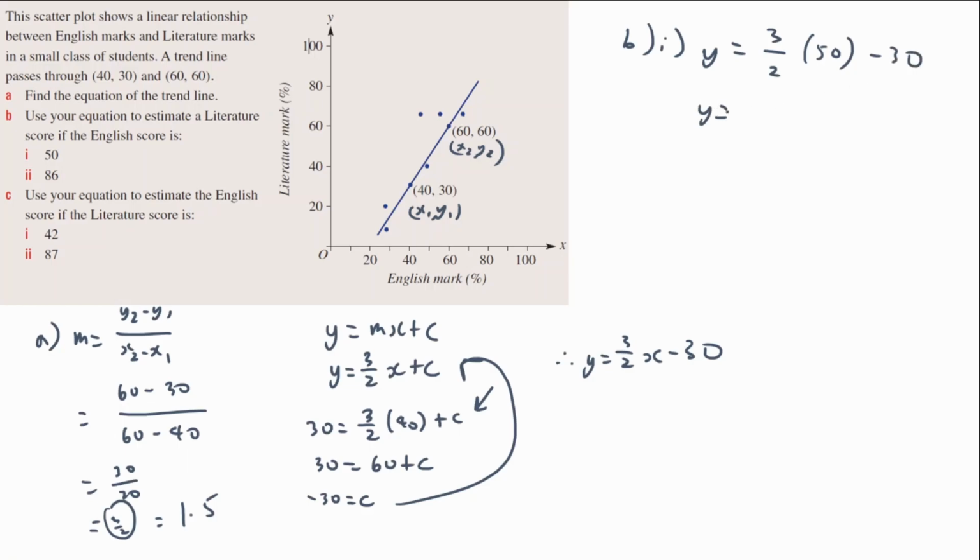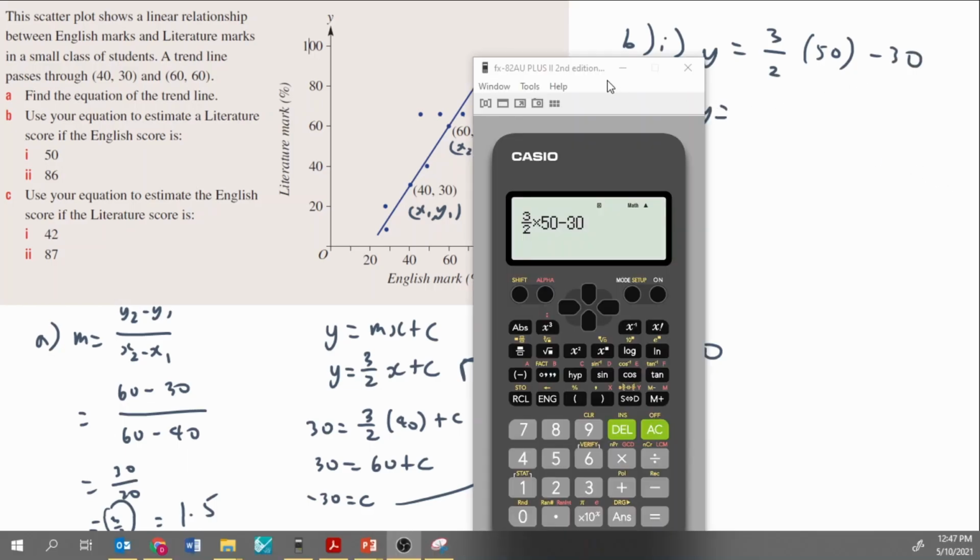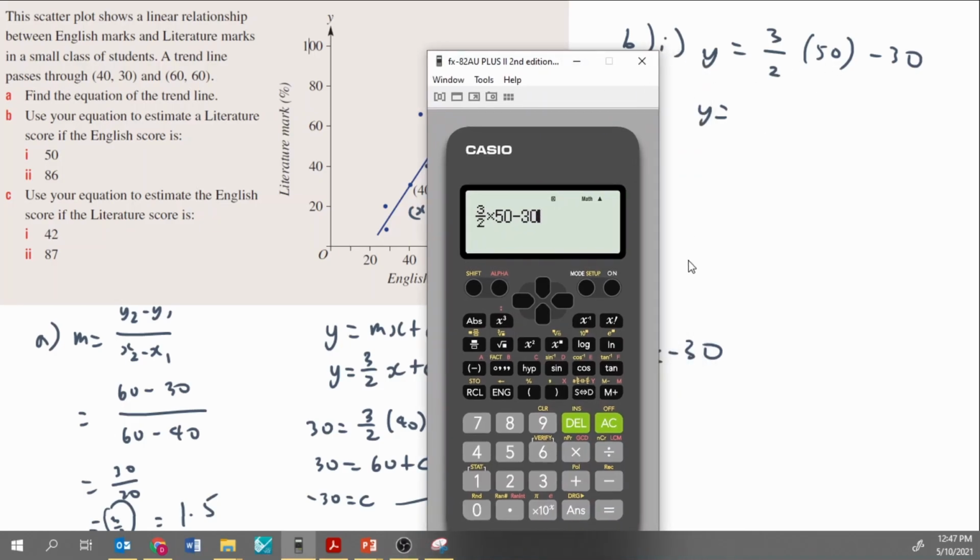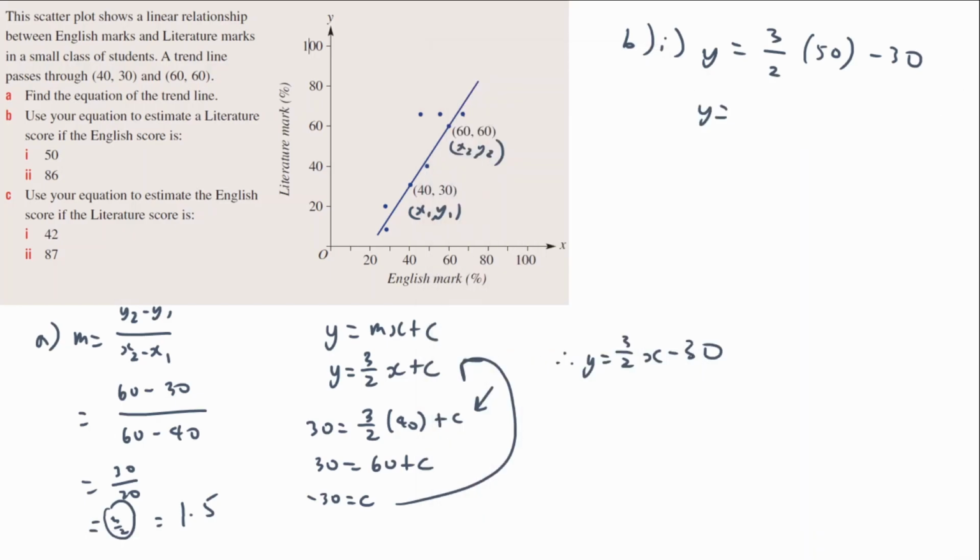Once you've got that, just chuck that straight into your calculator. And that's what your calculator should look like. 3 over 2 times 50 minus 30. Press enter and you get 45. So if the person gets 50 on the English score, they're most likely to get 45 on their literature score.